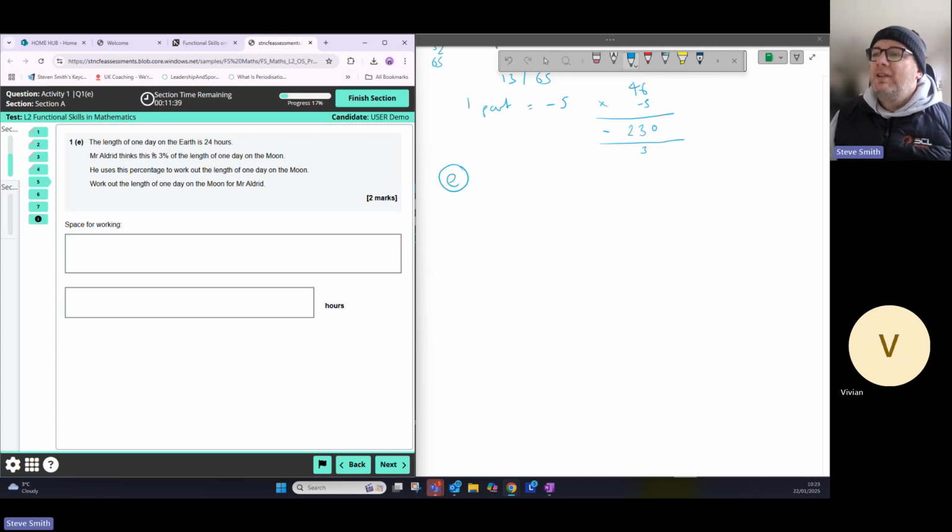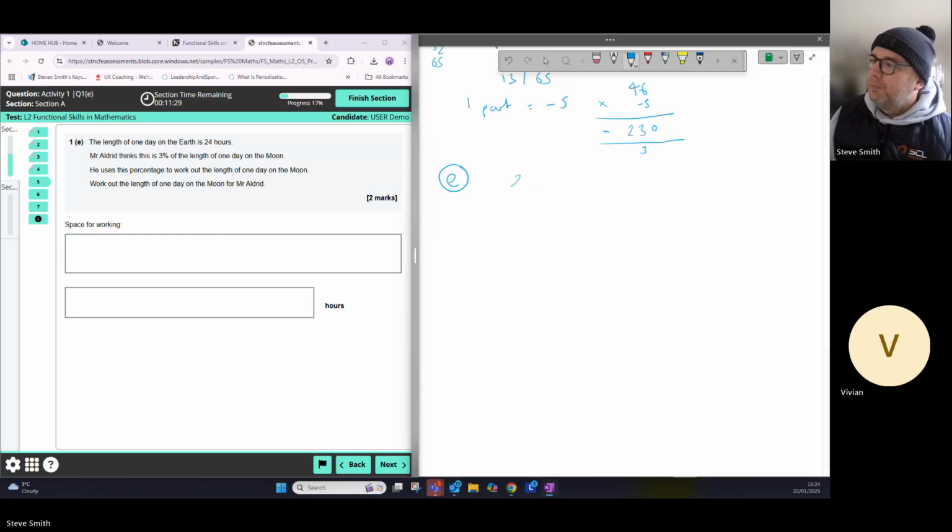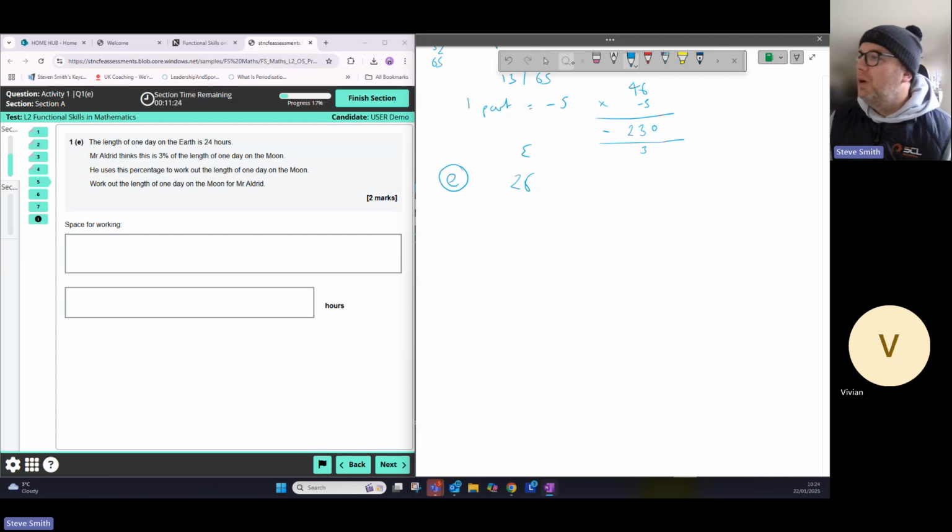Okay, so the length of one day on the moon is 24 hours. Mr. Aldridge thinks that this is 3% of one day on the moon. So he's saying Earth is 24. Oh my gosh, why would I put 26? I don't even know why I put 26 there. That is bizarre. Earth is 24, and that represents 3%. So we've got the moon. That is a mystery number, and that is 100%.